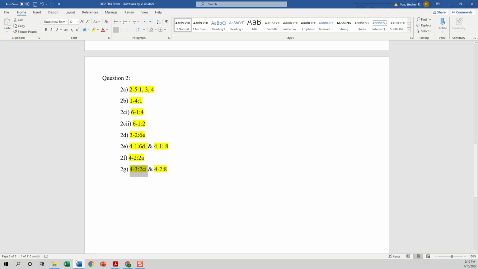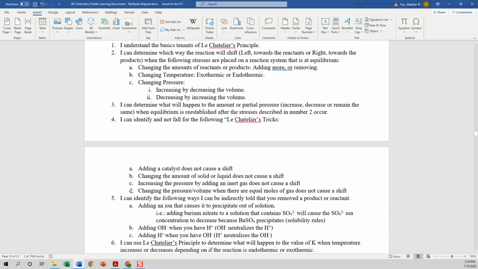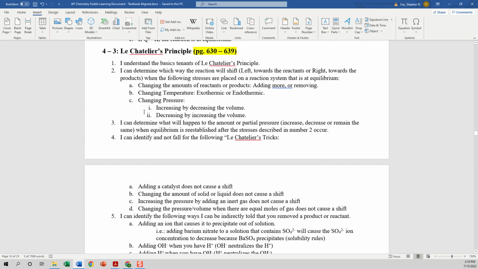If we go to the visible learning document, to the 4-3 Le Chatelier's principle, it was 2CI. I can determine which way the reaction will shift when the following stresses are placed on the reaction system, and we're talking about changing the pressure by increasing or decreasing the volume. I don't know why I have it there twice like that. That's very redundant, but whatever. All right, anyway.